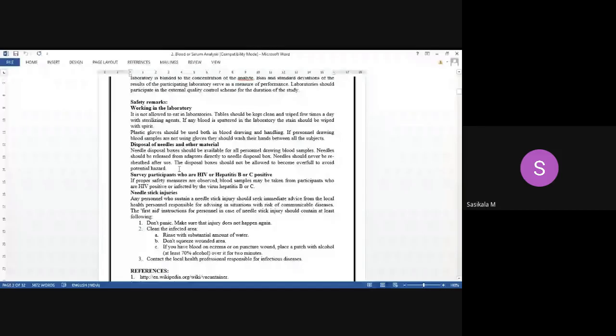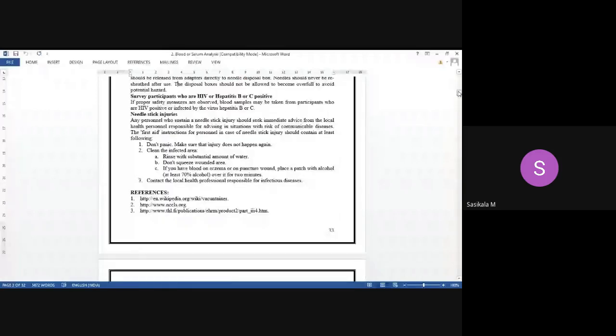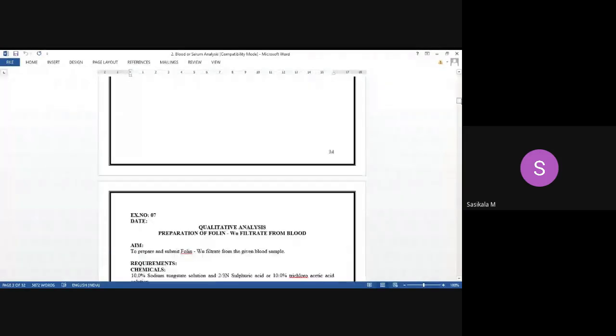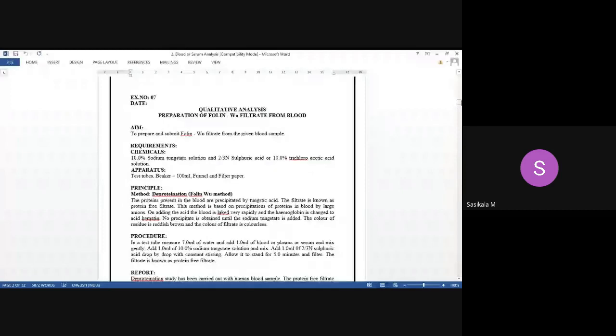The person who is collecting the blood must wear gloves and masks. These are all the things you need to follow, and the needle should be properly disposed of after using. Then the collected blood, whether you want to make serum or plasma, accordingly you need to add reagents for analysis. So this is how you will be collecting blood samples for your quantitative and qualitative analysis.